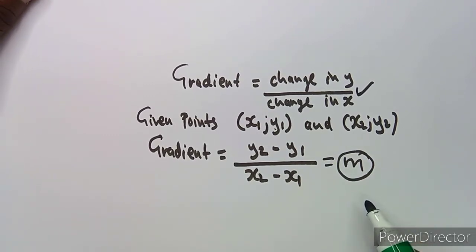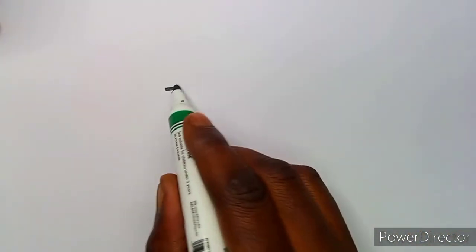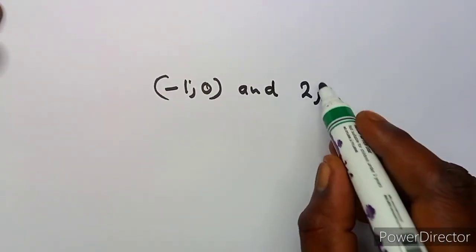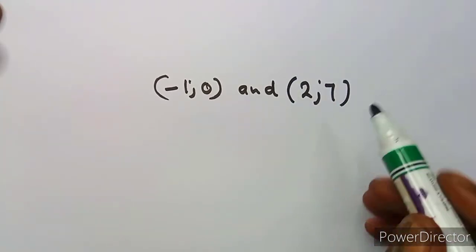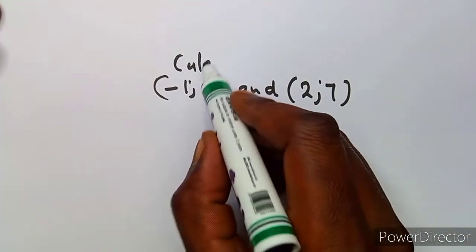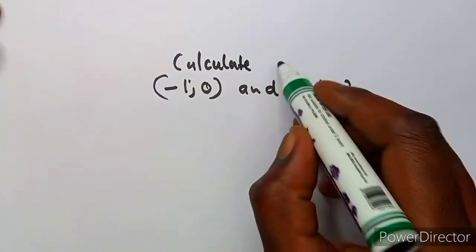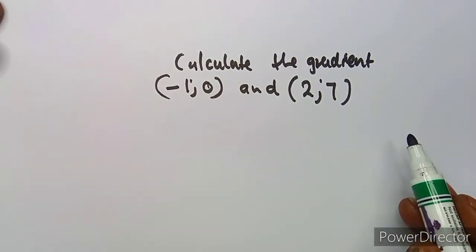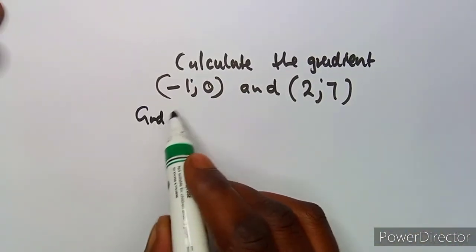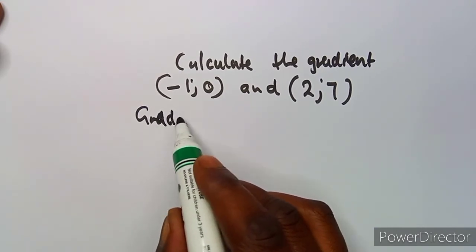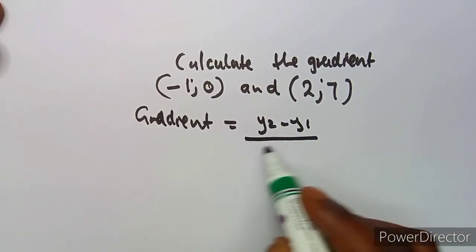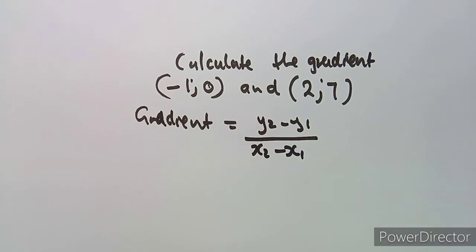So what I'm simply saying is that when you are given 2 points like this, sometimes they can just give you 2 points, (-1, 0) and (2, 7), like this. These are 2 points that you are given and you want to calculate the gradient. So how am I going to calculate the gradient from this concept? Remember, we said the gradient is the change in y over the change in x. So the gradient is equivalent to y2 minus y1 over x2 minus x1.